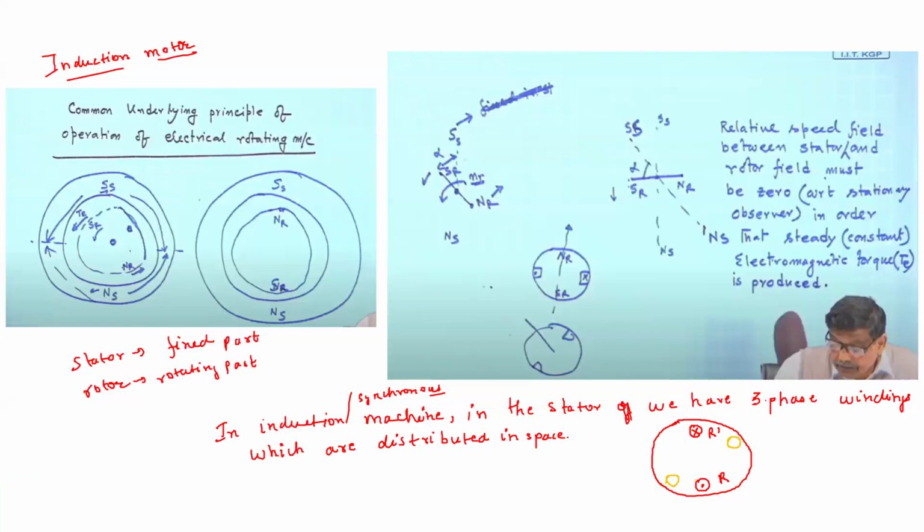So here you have Y phase is here. Okay, let me draw the B phase also. This is the B phase. Okay, so here the B phase is like this, that you have three phases which are distributed in space.